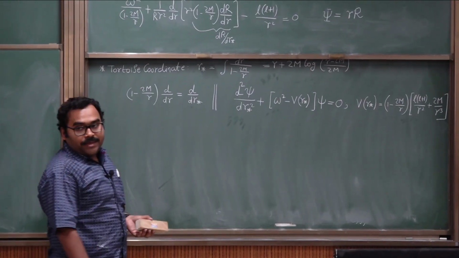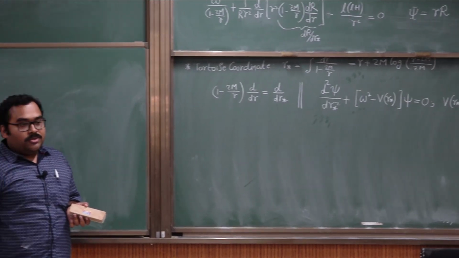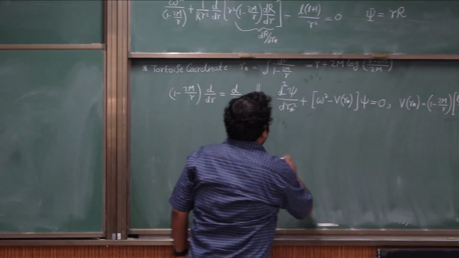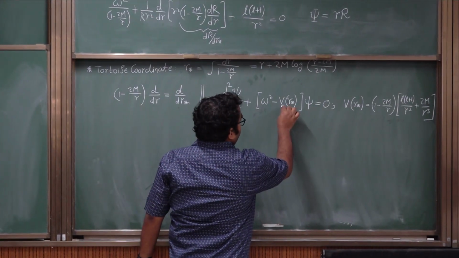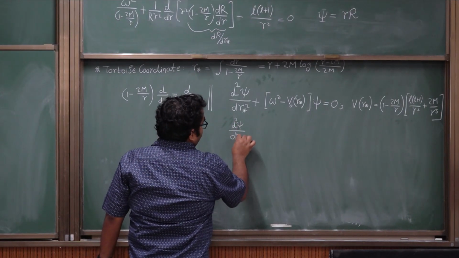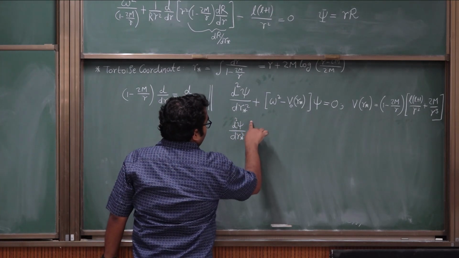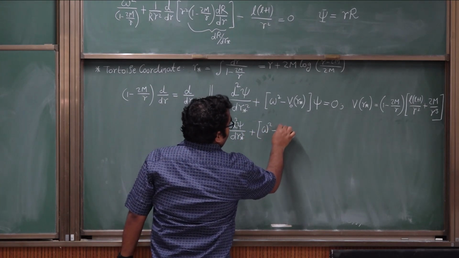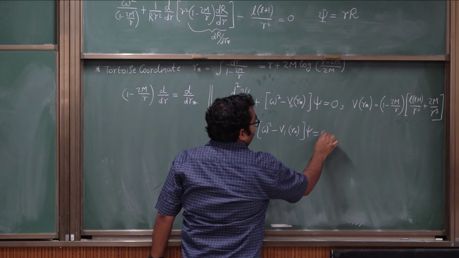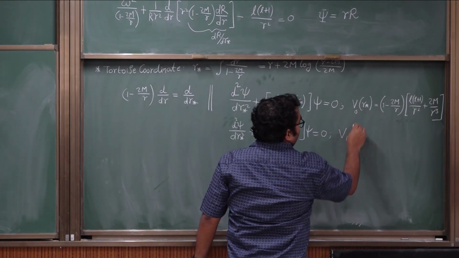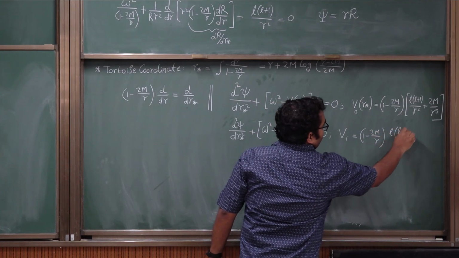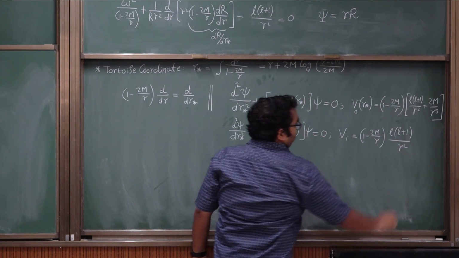You can play the same game with electromagnetism as well as with gravity. So for electromagnetism, you get exactly the same equation, just that, let me put it as V0 just to ensure that this is scalar. Then you have the same equation for electromagnetism with a different potential, d2 psi by dr star square plus (omega square minus V1 of r star) psi equal to 0, but this V1 would be the same 1 minus 2m by r, but it would simply be L into L plus 1 by r square.